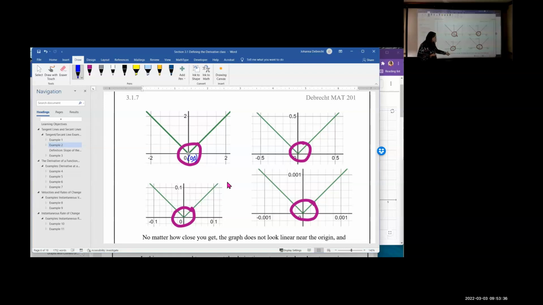Zoom in again between -0.1 and 0.1. Zoom in again between -0.001 and 0.001. It's still pointed. It doesn't matter how close you go. That part of the graph is never going to be linear. It's always going to be a corner. You cannot balance a line on a corner. It's like trying to balance a yardstick on a corner. It won't happen. All right.